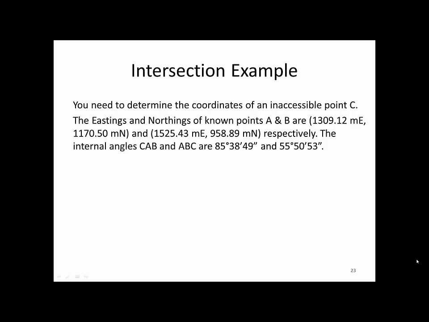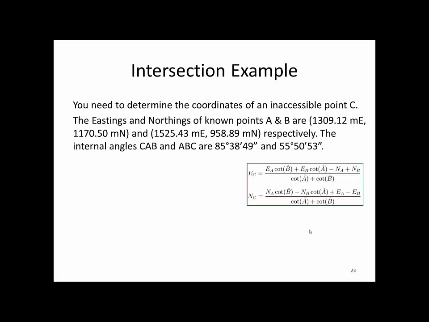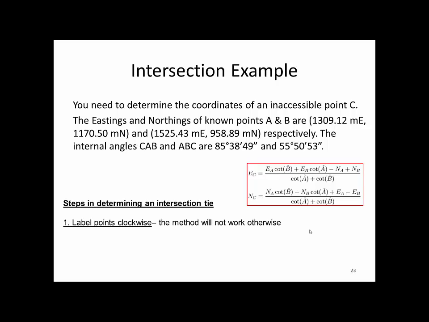So in this case, we need to determine the coordinates of an inaccessible point C. We've got the eastings and northings of 2 known points, and we've got internal angles CAB and ABC, and they are given. These are the formulas we use for intersection angle. And the steps are, we need to label the points clockwise, otherwise the method isn't going to work. Measuring those internal angles, which were given in this case, and then we apply the formula.